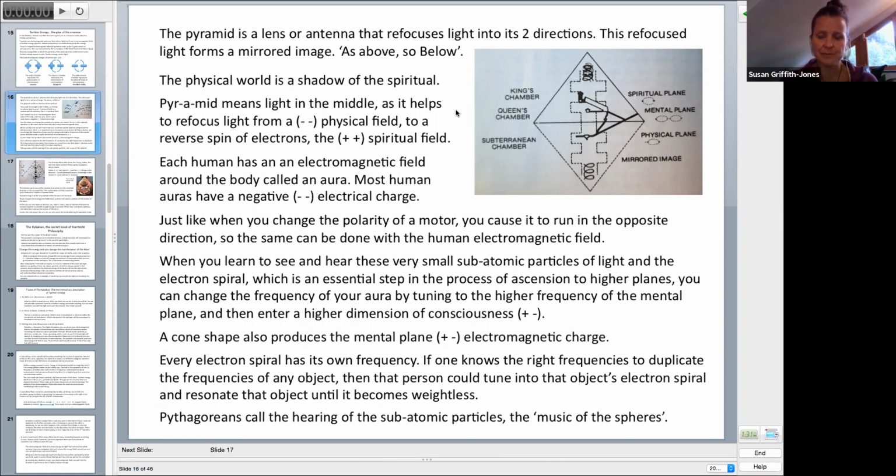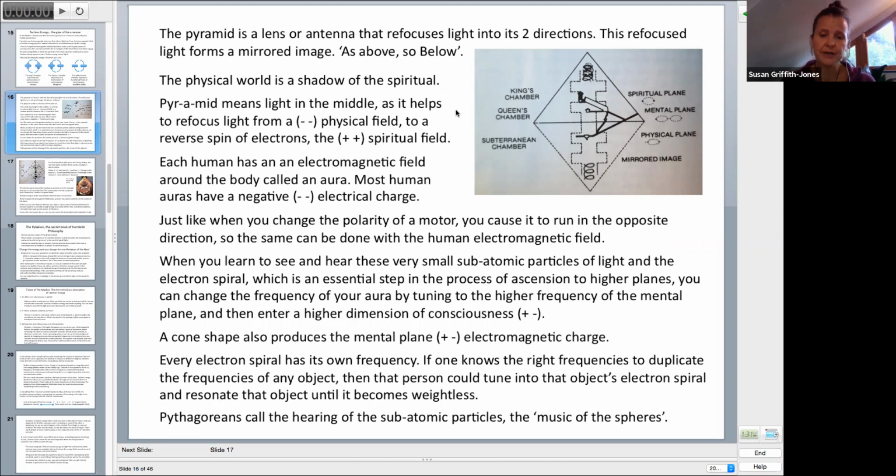First, step by step, from physical to mental, then to spiritual. A cone shape also produces the mental plane electromagnetic charge, positive, negative. Every electron spiral has its own frequency, and if one knows the right frequencies to duplicate the frequencies of any object, then that person could tune into that object's electron spiral and resonate that object until it becomes weightless, which is how they say the huge blocks on many of these ancient structures were lifted into place. It's one of the theories anyway.